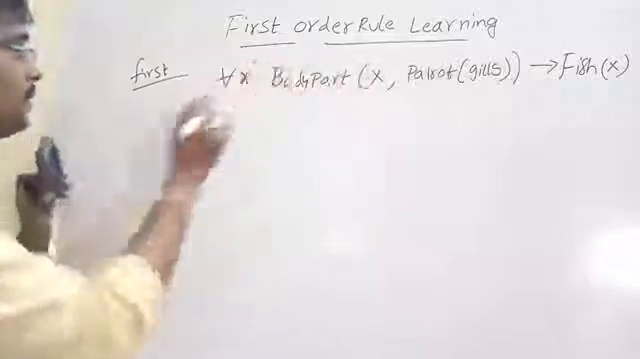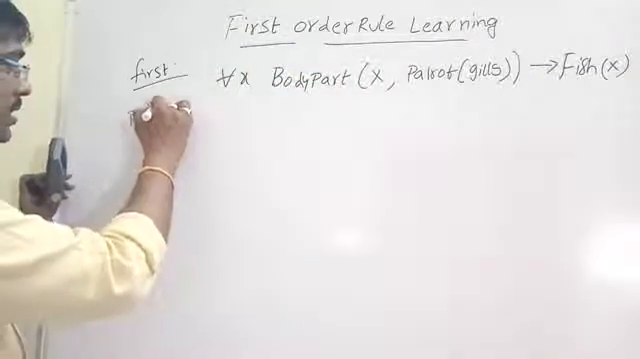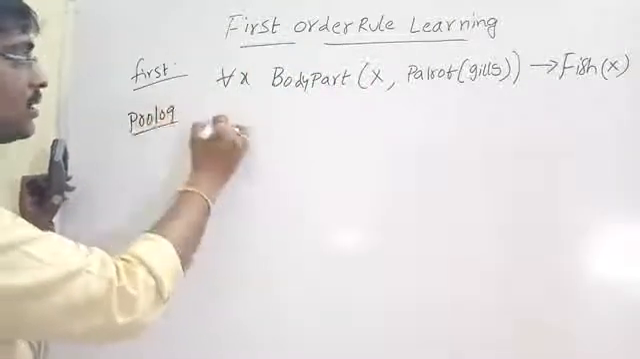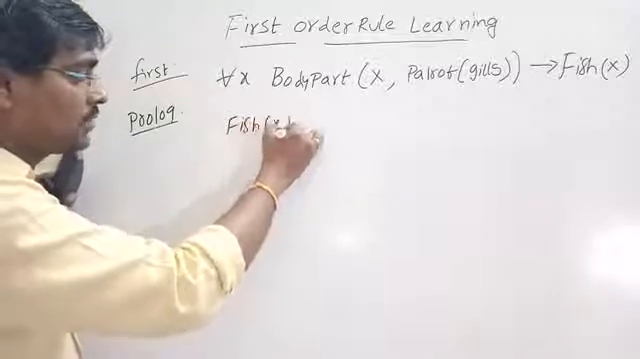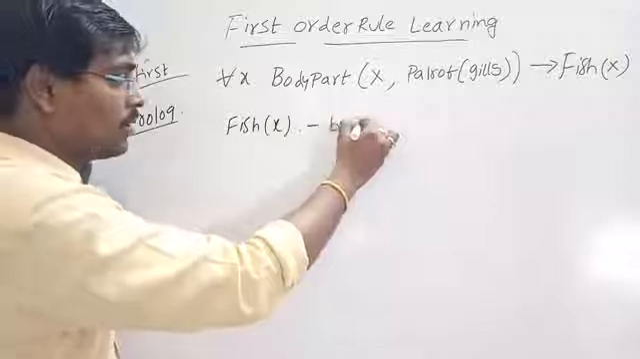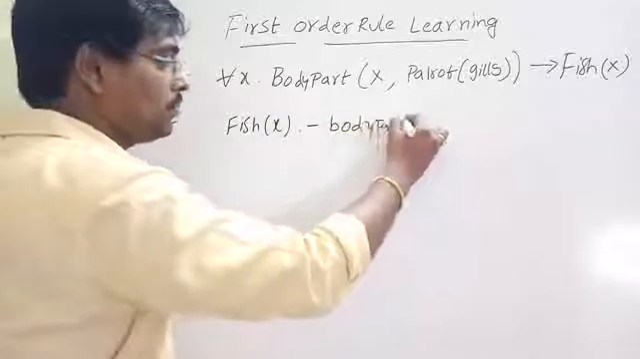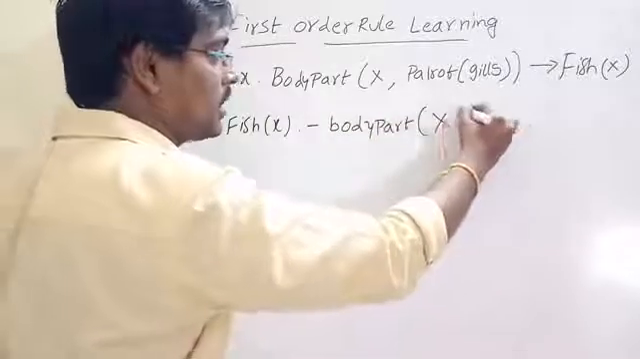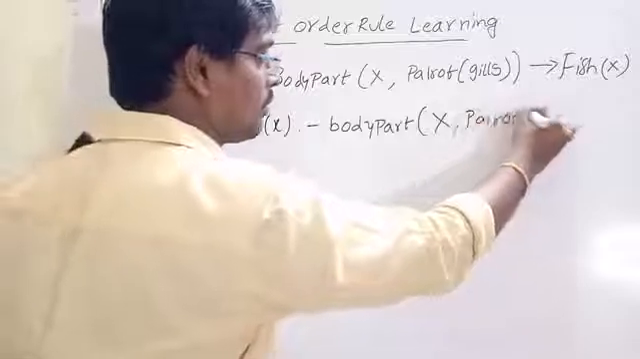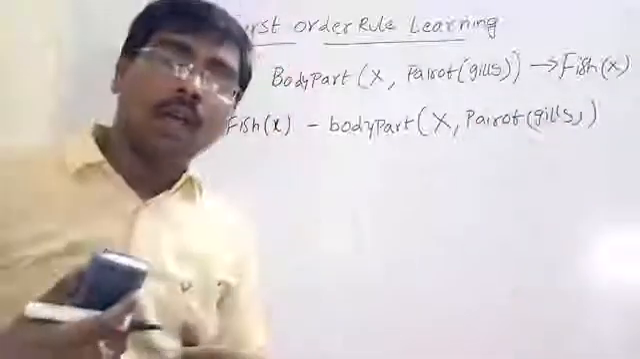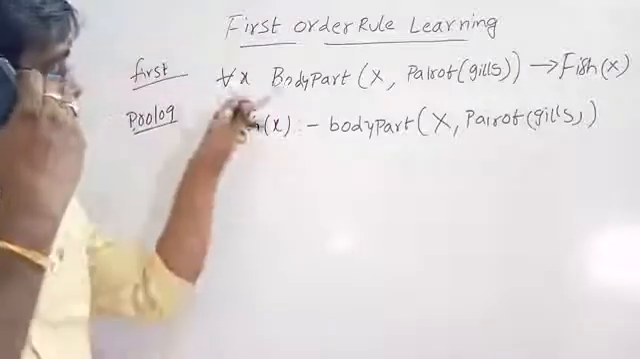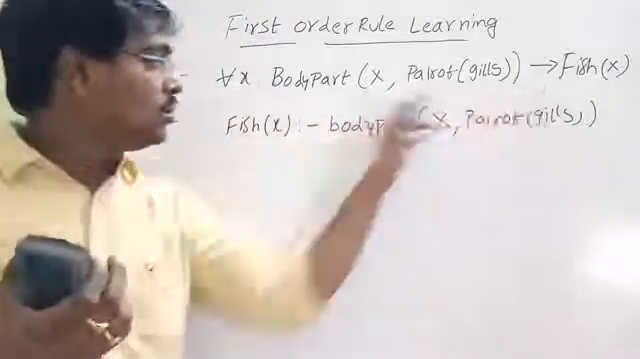If the same concept is represented in Prolog, it is fish of x, body part of x comma pair of gives. See this one, it is almost the same.